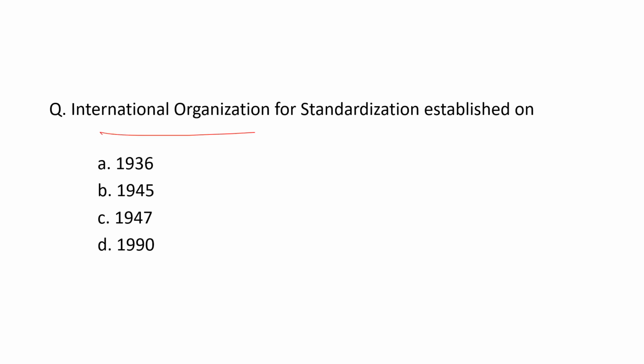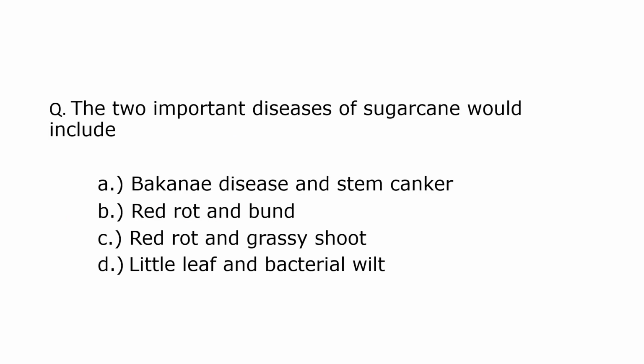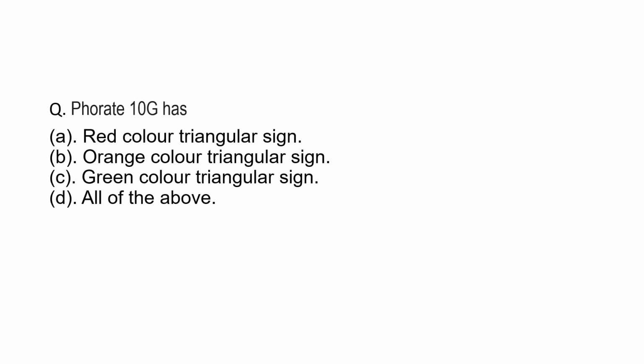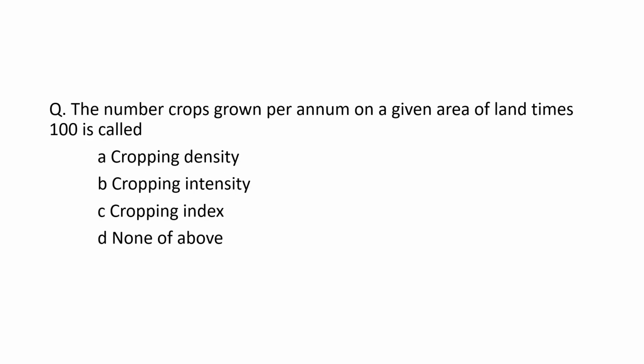International Organization for Standardization was established in, the right option is C, 1947. The two important diseases of sugarcane include, the right option is red rot and grassy shoot disease. Sapota is grown in, the right option is in tropical climate. 4810G has, the right option is A, red color triangular signature. The next question is, the number of crops grown per annum on a given area of land times 100 is called the cropping index. The right option is C.